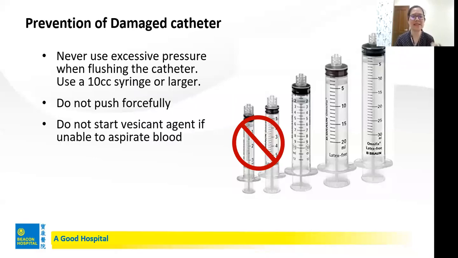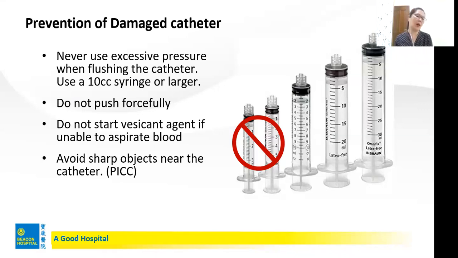Do not start vesicant agent if you are unable to aspirate blood, okay? Do not assume it's due to blockage. It could be due to a damaged catheter. So please do not start vesicant agent if you're unable to aspirate blood backflow. Avoid sharp objects. This is especially for those CVADs where you've got an external part, like your PICC, your tunnel and non-tunnel line. So please avoid sharp objects.